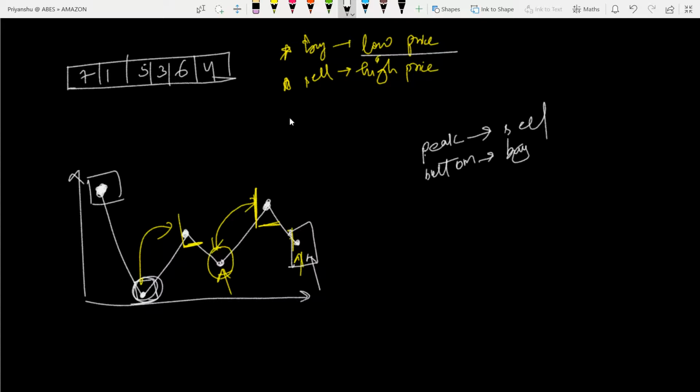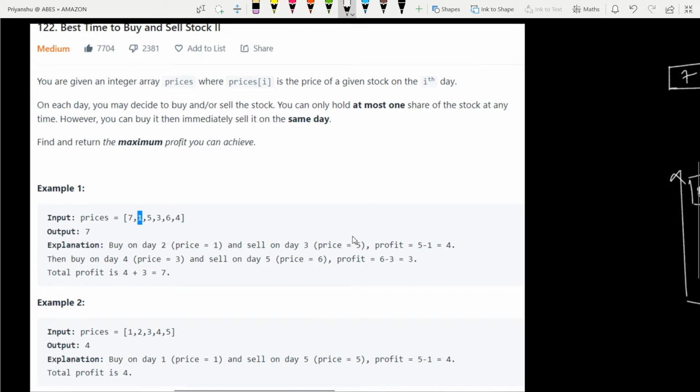So we can only make the profit on these days. From 1 to 5, when the price jumps from 1 to 5, we can get a profit of 4. When the price jumps from 3 to 6, we can get a profit of 3. So the total profit will be 7. If our answer is 7, we are doing it the right way. Yes, our profit is 7.